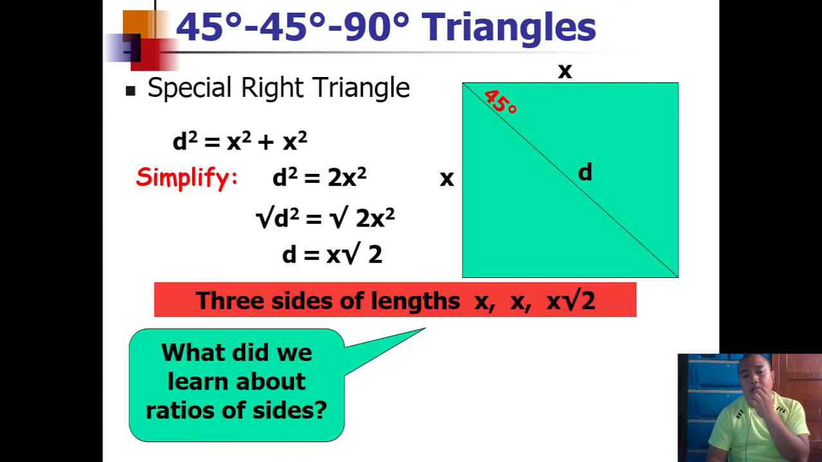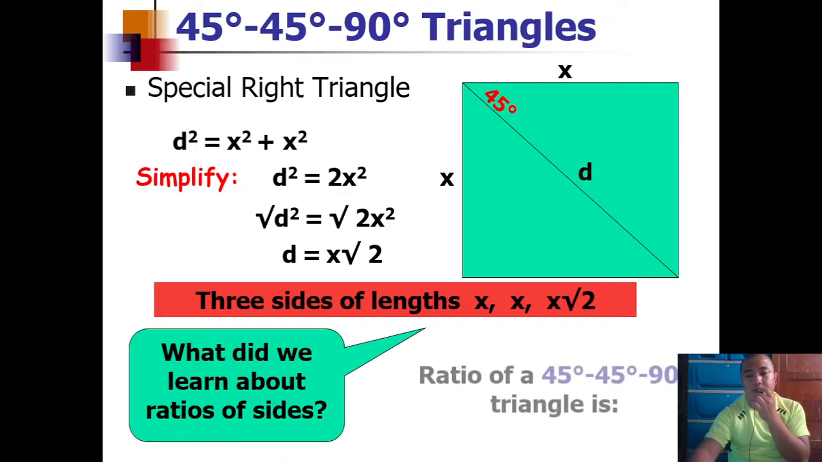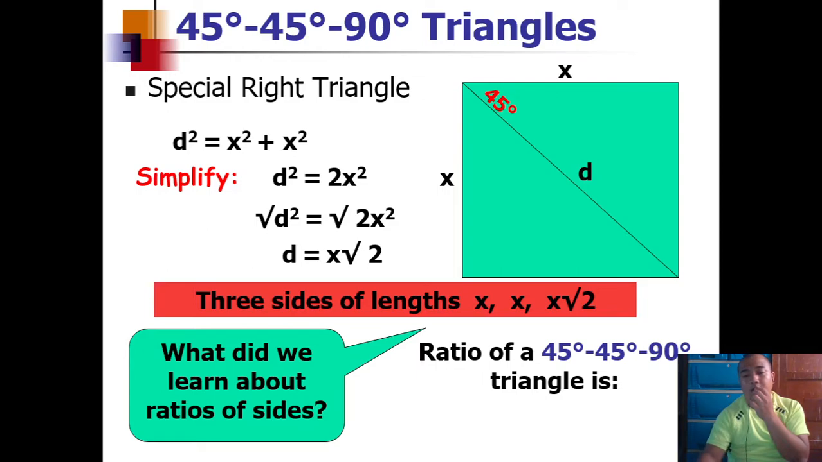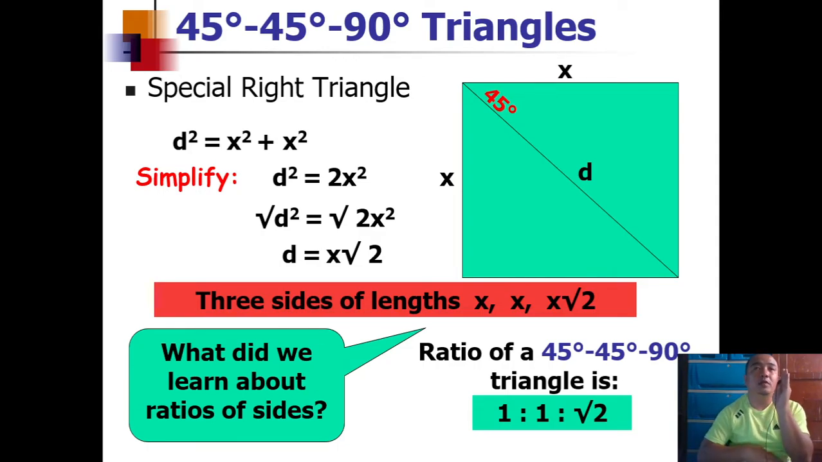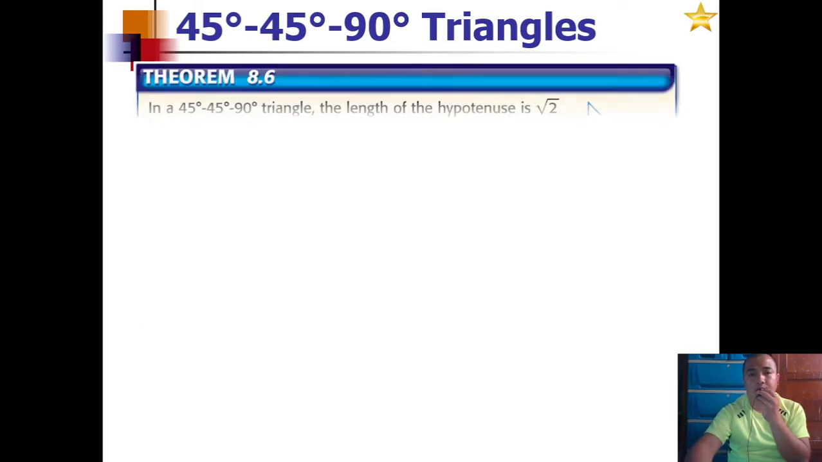So what did we learn about the ratios of sides? The ratio of a 45, 45, 90 triangle is 1 : 1 : square root of 2. So if the side of an isosceles right triangle is 6, that means the legs are equal, 6, 6. Then what's the length of the hypotenuse? No need to use the Pythagorean theorem. Just multiply one leg by square root of 2. So the length of the hypotenuse is 6 square root of 2. That's just an example.